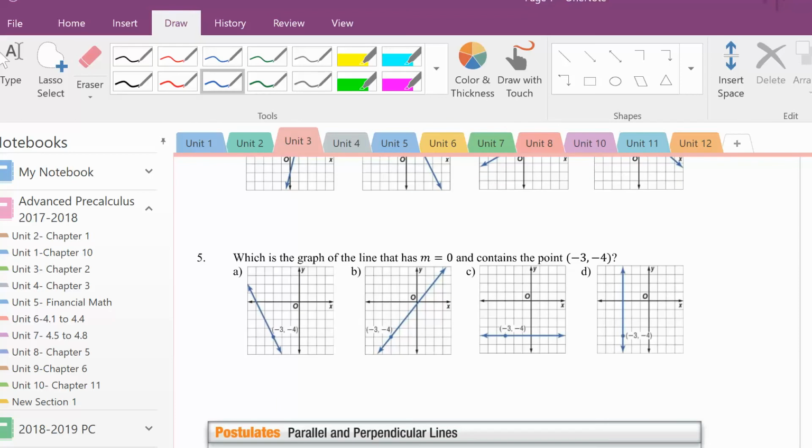Which is the graph of the line that has the slope of 0 and contains the point -3, -4? Well, remember, the slope of 0 is a horizontal line. So the only one that's a horizontal line is C.